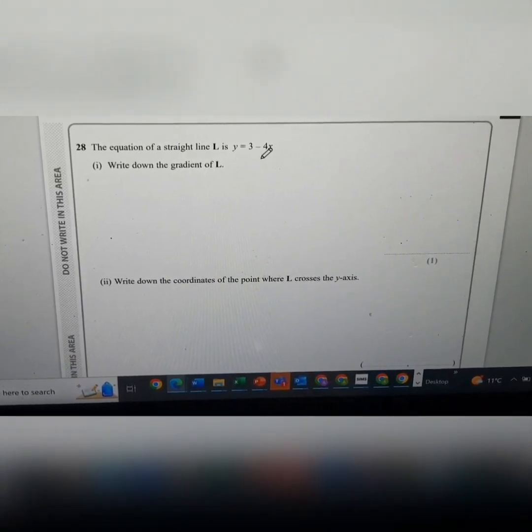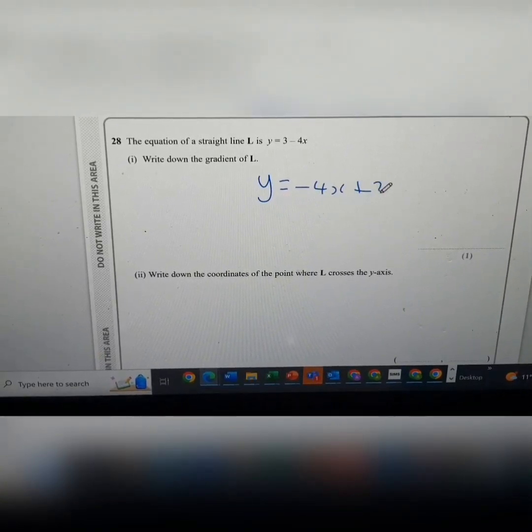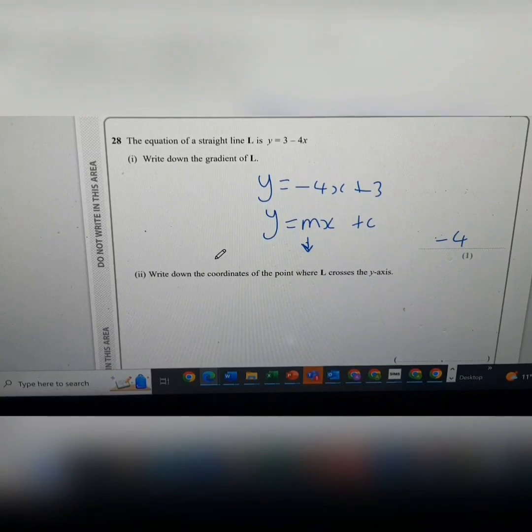The equation of a straight line L is y is equal to 3 take away 4x. Write down the gradient of L. So y is equal to 3 minus 4x. You can write it as y is equal to minus 4x plus 3. So y is equal to mx plus c. m is the gradient, the coefficient of x. So the gradient is minus 4. Write down the coordinates of the point where L crosses the y-axis. So where L crosses the y-axis is the y-intercept, which is found here. So it's at 0, 3.